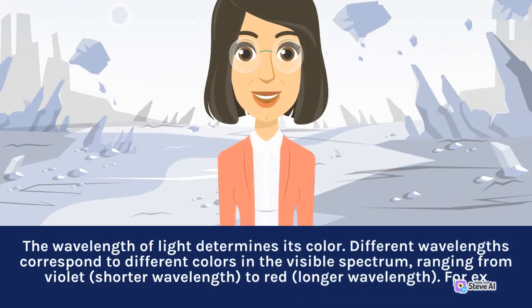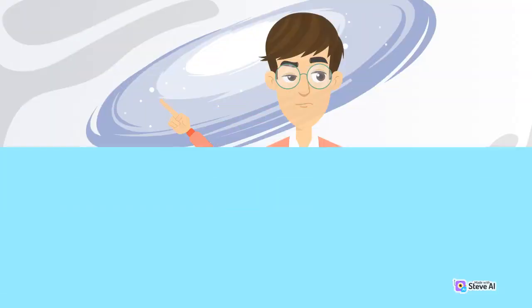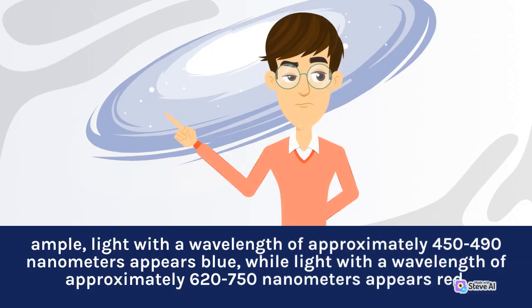The wavelength of light determines its color. Different wavelengths correspond to different colors in the visible spectrum, ranging from violet, shorter wavelength, to red, longer wavelength. For example, light with a wavelength of approximately 450 to 490 nanometers appears blue, while light with a wavelength of approximately 620 to 750 nanometers appears red.